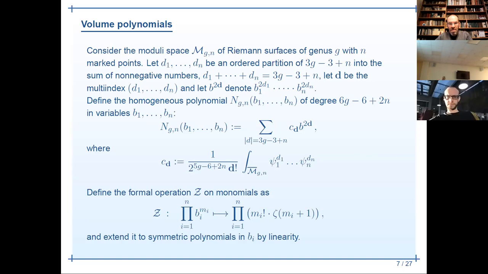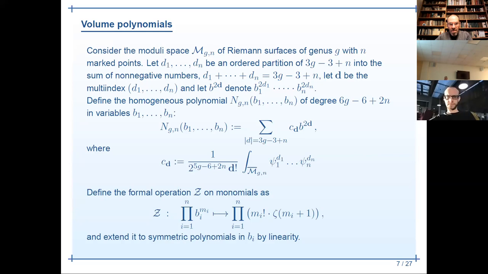So coming back to the original construction, I claimed initially that B1, etc., Bn are just formal variables which we use to construct the generating function. So from a huge collection of numbers, I constructed a polynomial. At some point, I will need to come back to numbers, and I will do so in a slightly tricky way. I will replace a monomial, a product of variables b_i to some powers m_i, by a number: for each i, you take the factorial of the power and multiply by the zeta function evaluated at the power plus one.